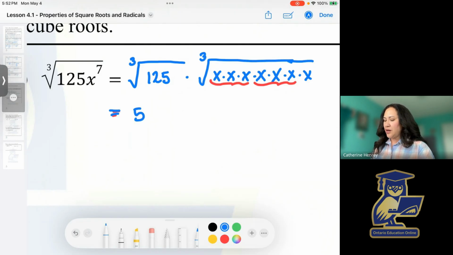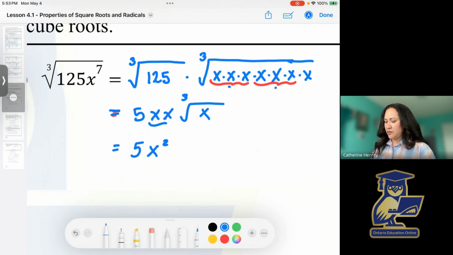And then we'll take out an x for those 2 sets of 3 x's. So x and another x. And I'm going to be left with the cube root of the single x that's left over. Go ahead and tidy these up. And I'll have 5x squared times the cube root of x.